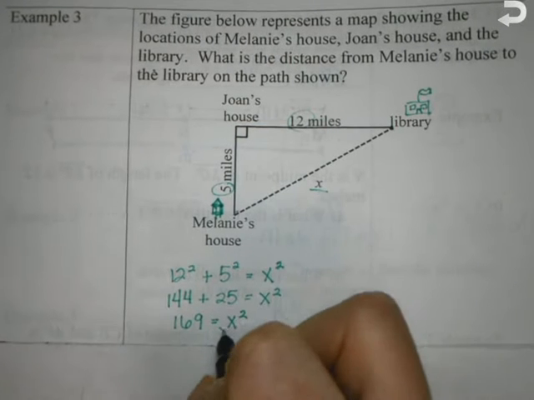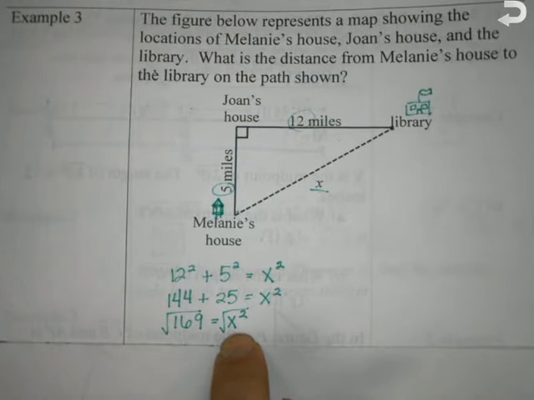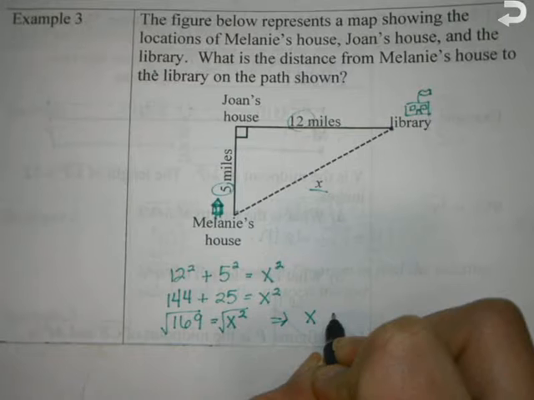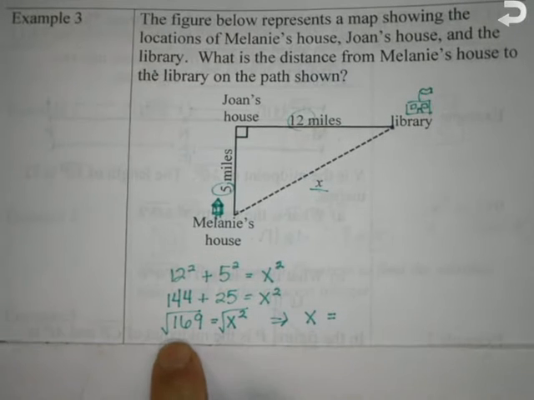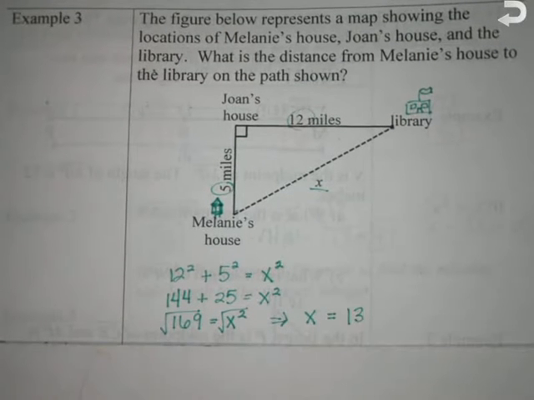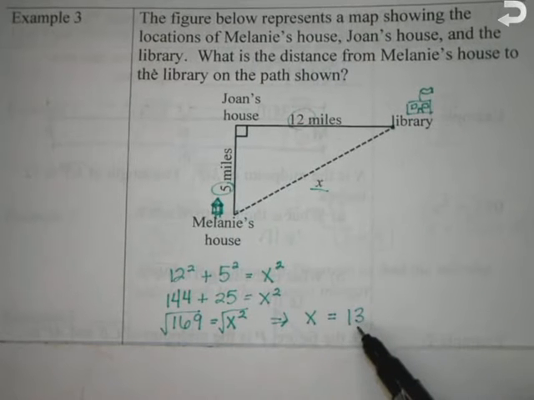What is the square root of x squared? X. You guys need to listen to what I'm asking. What's the square root of 169? 13. So, guys, the distance from Melanie's house to the library is 13 what? Miles.